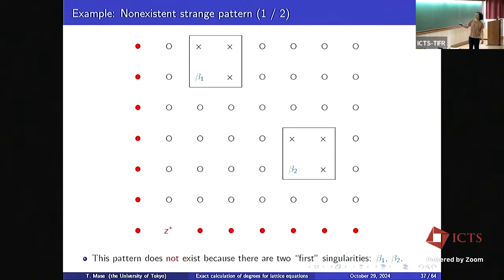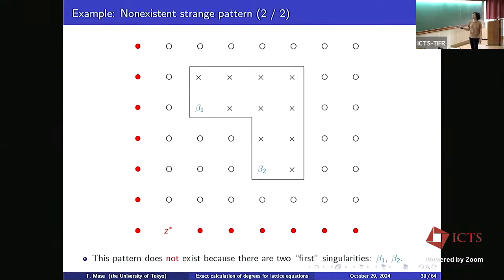So this pattern does not exist, because this block starts from here and this block starts from here, but these 2 points are both minimal. Because of the theorem, this pattern doesn't exist. No pattern like this. This is the same. No pattern like this, because these 2 points are both minimal.